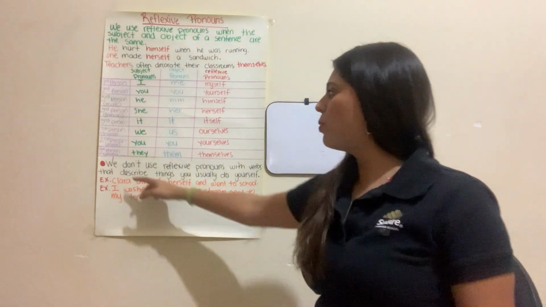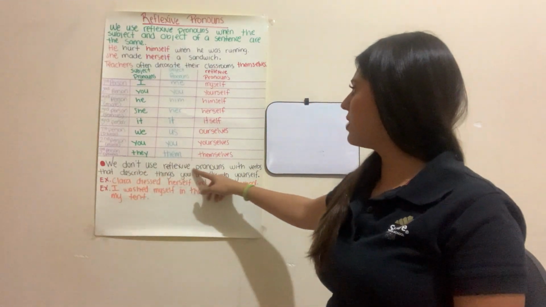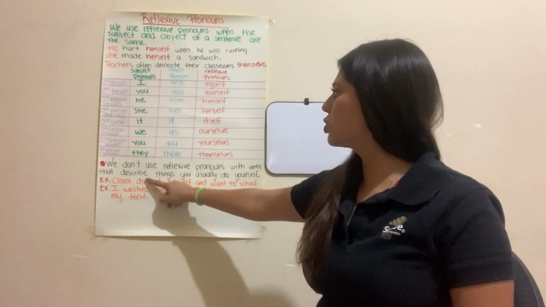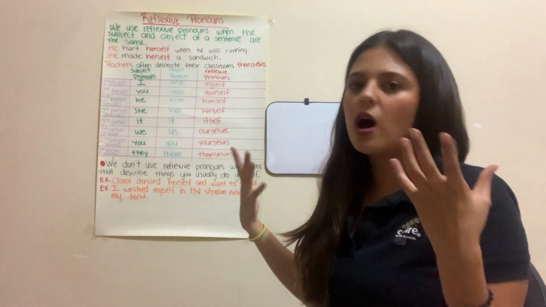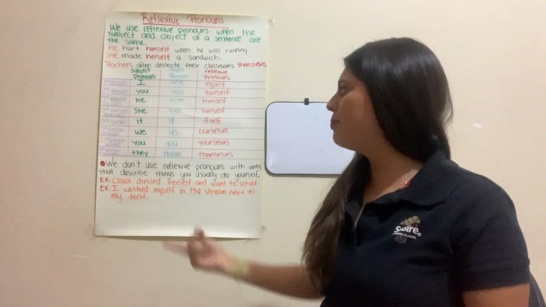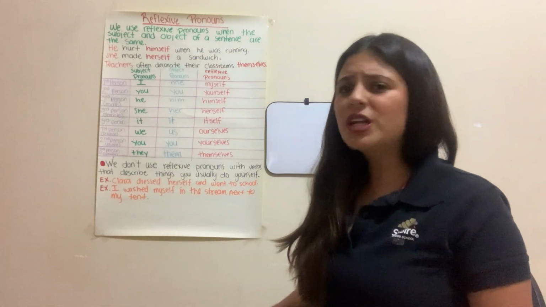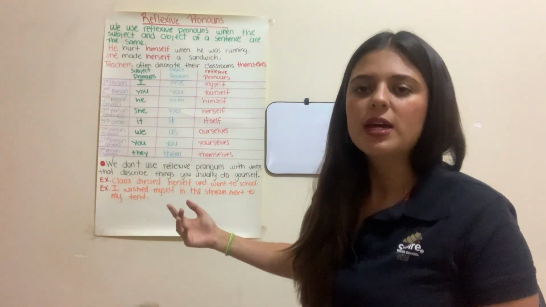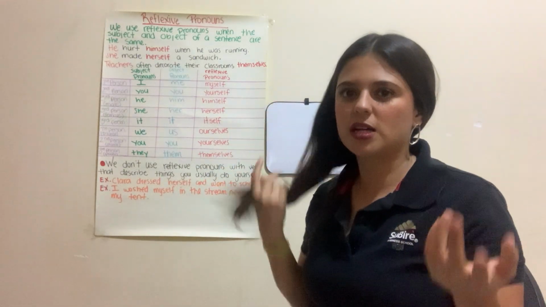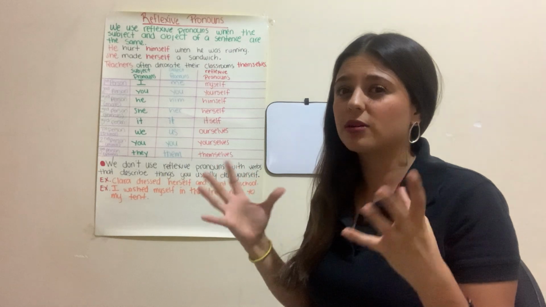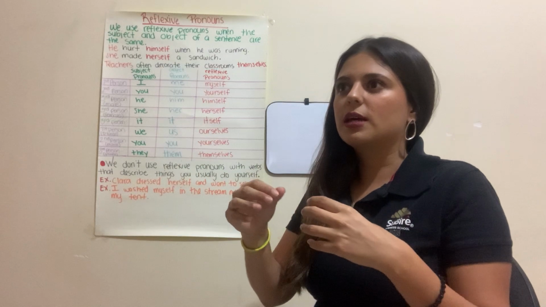Now this is an important thing that you need to see. We don't use reflexive pronouns with verbs that describe things you usually do yourself. It's things that are too obvious. Okay, for example, Clara dressed herself and went to school. You're not going to say Clara dressed herself. It's very obvious that she dressed herself. I mean, of course, if we're not talking about a baby, right? Remember that when we generalize, we don't use those specific examples where it's impossible, right?